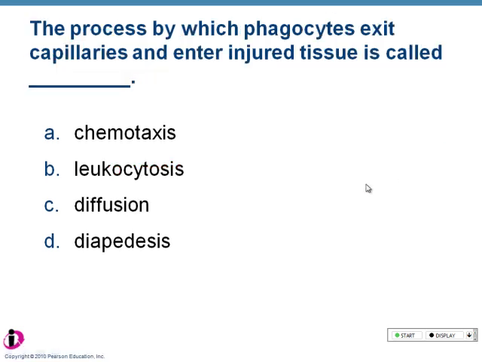The process by which phagocytes exit capillaries and enter injured tissue is called... the process in which they squeeze out of the circulatory system into tissues. What's the answer? D is the answer. See the difference in the question?